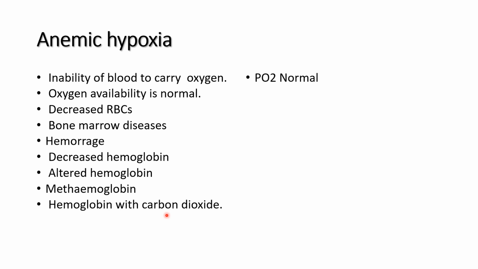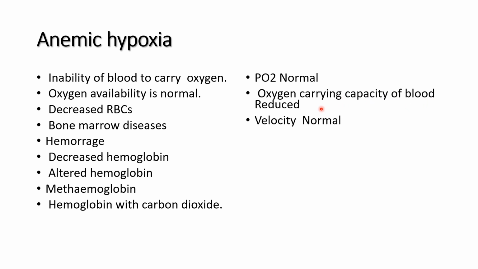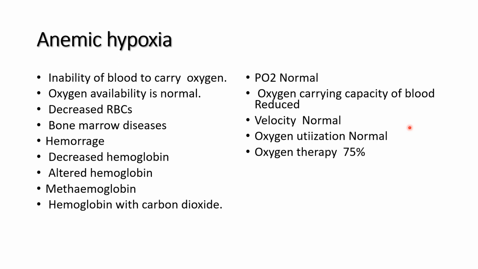In anemic hypoxia, arterial oxygen tension, PO2, is normal, but the oxygen carrying capacity of the blood is reduced. Velocity of the blood flow is normal, and utilization of oxygen by tissue is also normal. The oxygen therapy response is 75%. The efficacy of oxygen therapy is not 100%, only 75% in anemic hypoxia.